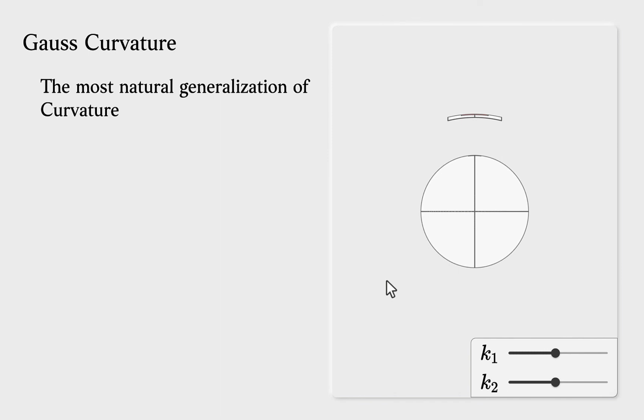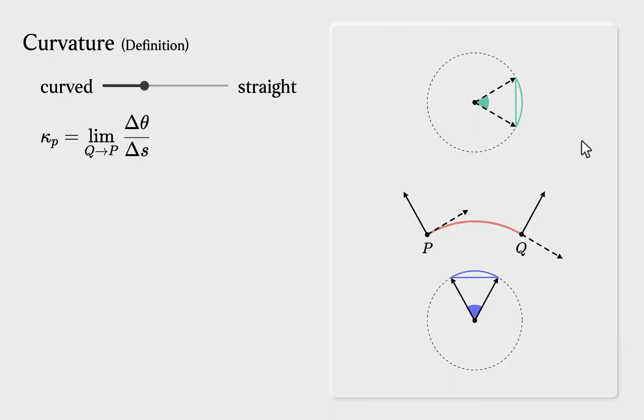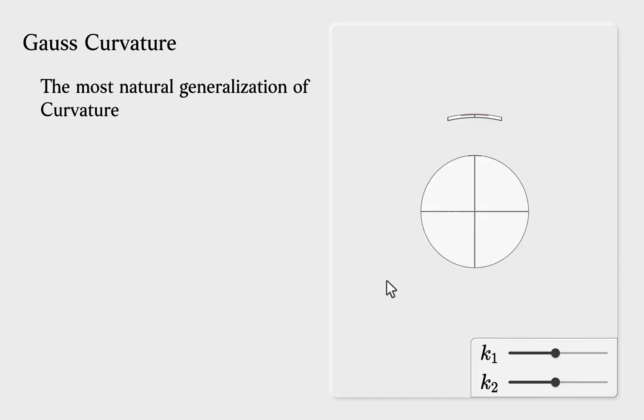Gauss curvature is the most natural generalization of a curve's curvature. Please recall that at the beginning of this video, we defined the curvature as the angle over the length, but it is also equal to the length over the length. So now we define the curvature of the point to be the ratio of two areas, and taking the limit where the pink area shrinks to 0.